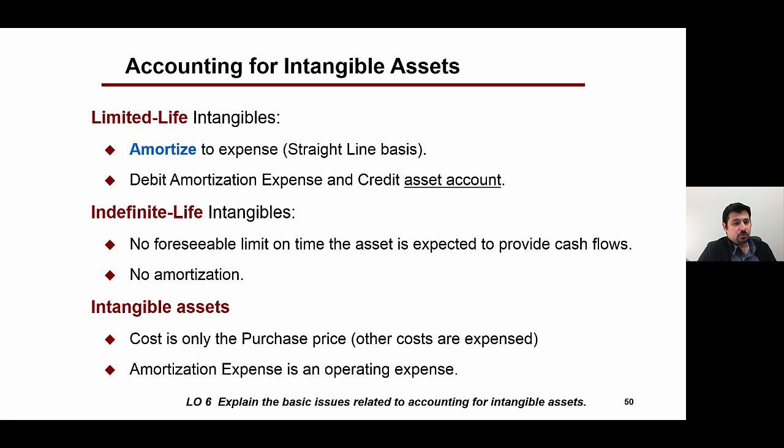It's similar to depreciation of plant assets, and usually companies would use the straight line method to calculate the amortization expense. Again, companies would debit amortization expense, but they will credit the asset account itself. So this is in contrast to plant assets and natural resources, where we use accumulated depletion and accumulated depreciation. With intangible assets that have limited lifetime, companies would debit amortization expense and credit the asset account itself.